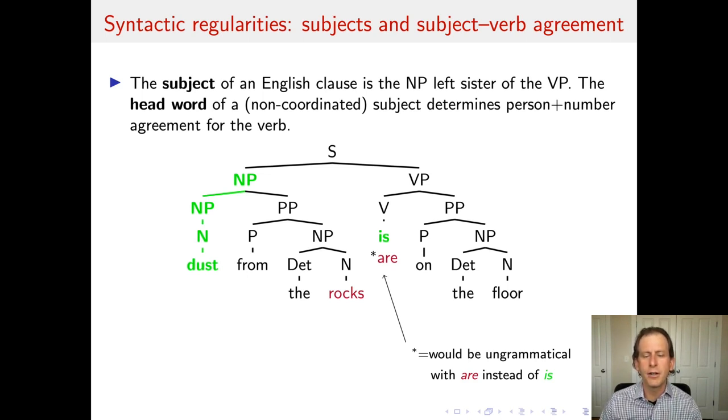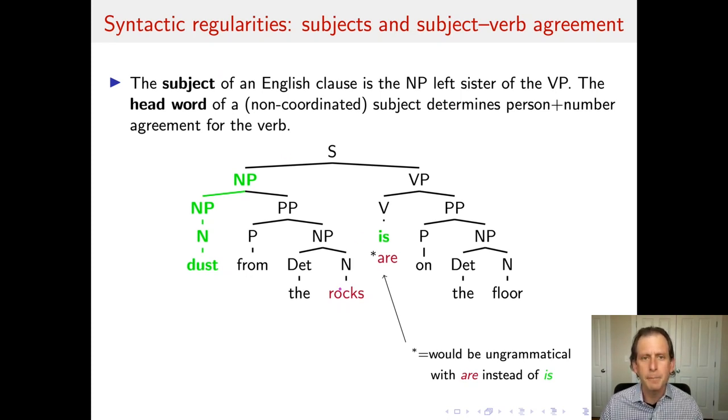So this is an instance of a very famous generalization, which is that in order to figure out what the verb form should be, you don't go back and look at the first noun that is linearly preceding the verb that you're asking about, but rather you look for the noun that is the subject of that verb. So in a sentence like "dust from the rocks is on the floor," you can see that the most recent noun before the verb to be is the word rocks, and that's a plural noun. Despite that, the verb form for this sentence should be is, not are. Is the singular form, not the plural form.